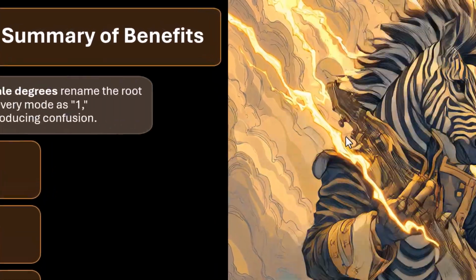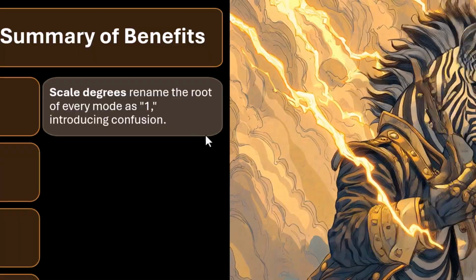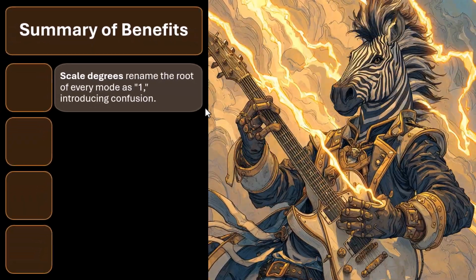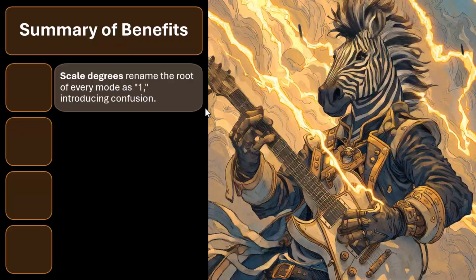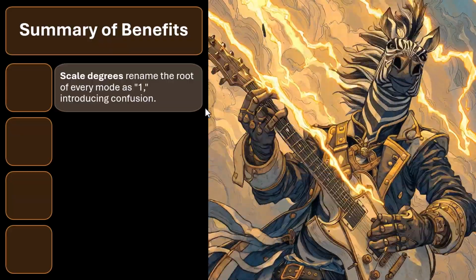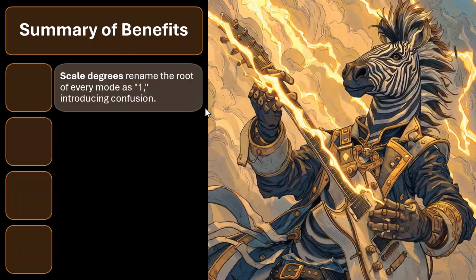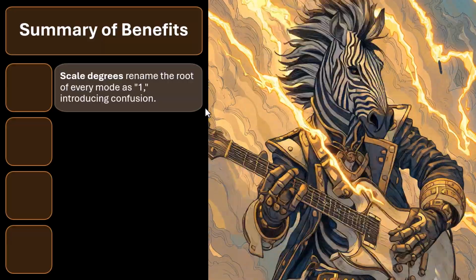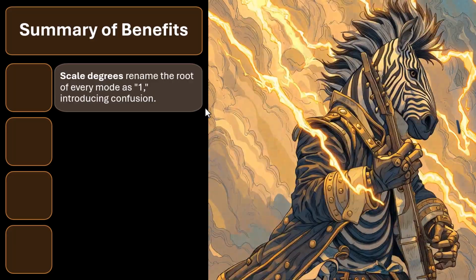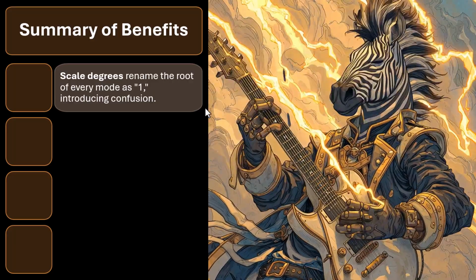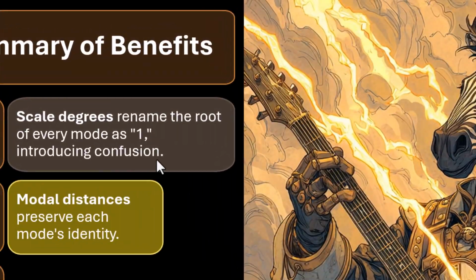All right. So summary of benefits. Scale degrees rename the root of every mode as 1, introducing confusion. So a lot of times people don't really see the measurement concept because the scale degrees are somewhat convoluted, making us think that we're basically playing a different collection of 7 notes, when what you want is a system that tells you clearly, hey, look, this is the same collection of 7 notes if we're talking about the same collection of 7 notes. And when we've moved on to a different collection of notes, that should be clearly indicated. And so the renaming thing is a problem.